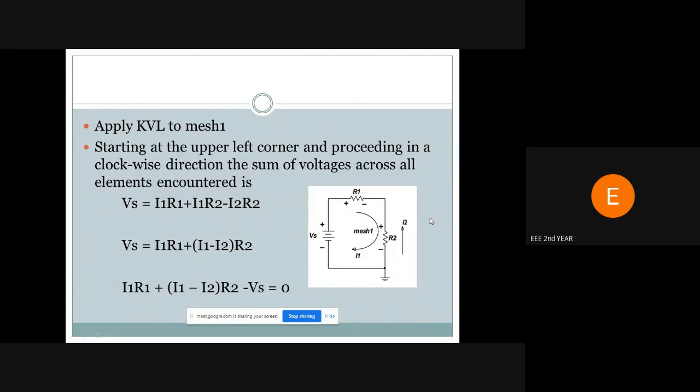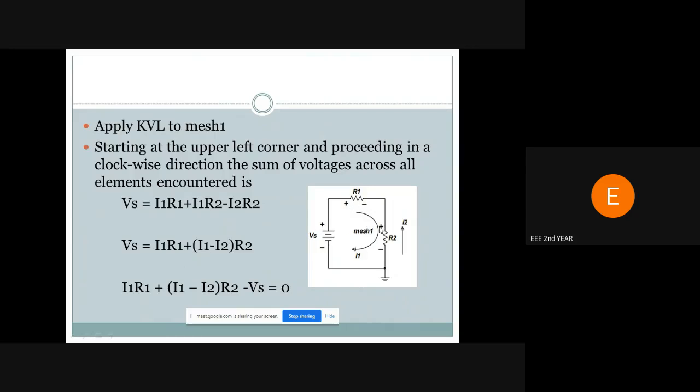Okay, so the sum of voltage across all elements encountered is, where Vs equals I1 R1. See here, Vs equals I1. In this branch the voltage is V1, so instead of V1, we can write I1 into R1. V equals IR, that is based upon Ohm's law. We have written that as I1 into R1.